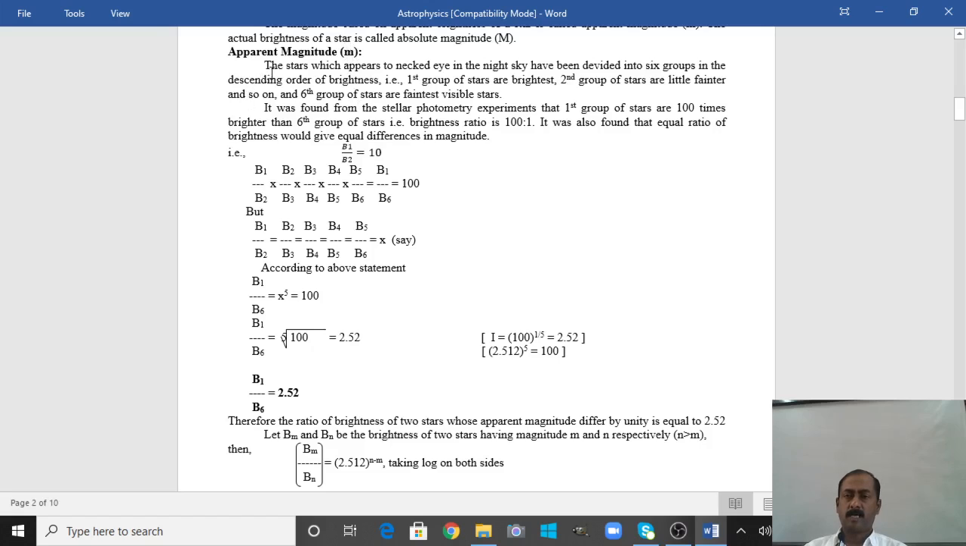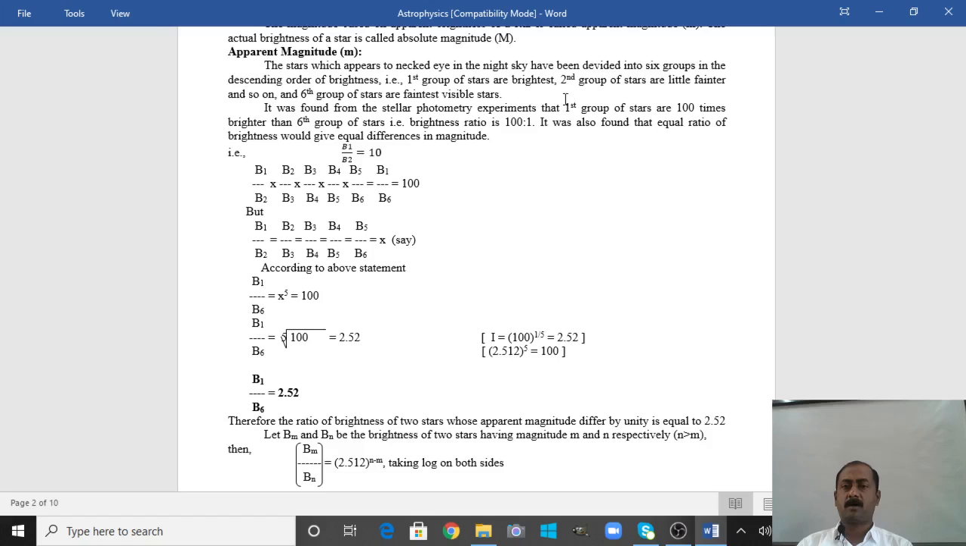Let us see what is apparent magnitude. The stars which appear to naked eye in the night sky have been divided into 6 groups in the descending order of brightness. That is, first group of stars are brightest and second group of stars are a little fainter and so on. Sixth group of stars are the faintest visible stars.